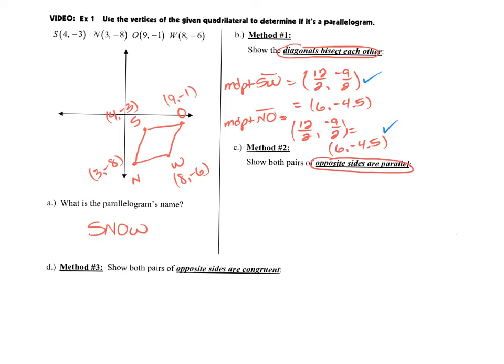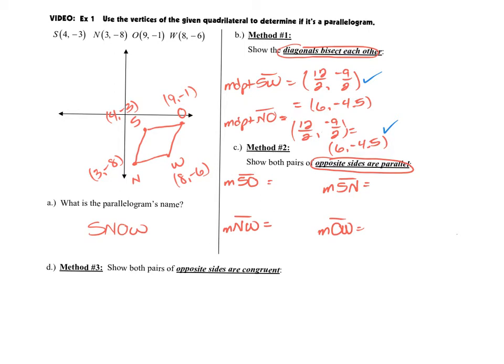So our second method, we're going to show that both pairs of opposite sides are parallel. And I always like to organize my work for this first, and we do need to do all of them. So I'm going to need the slope of SO. I like to put the opposite side below it. You might want to put it next to it. I'm going to do the slope of NW. Then over here, I'm going to do the slope of SN. And below that, I'm going to do the slope of OW. Again, I like to organize them this way. You can organize them a different way, but it is important that you label them.